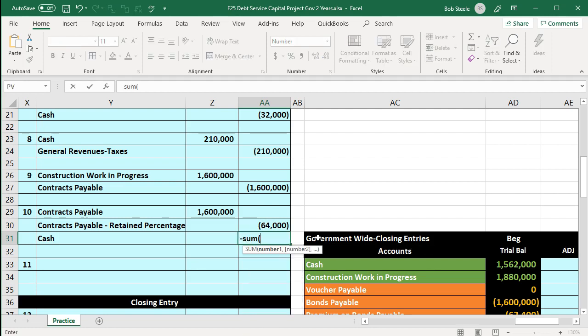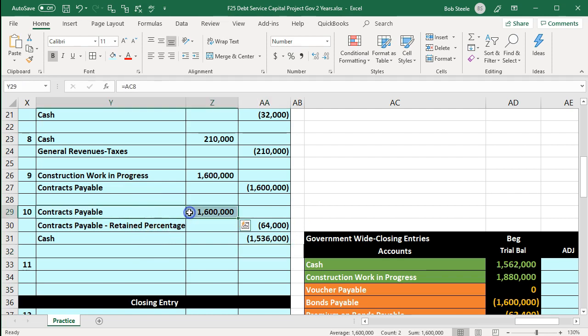Negative sum, plug formula to do this. 1,600,000 minus the 64, 1,536,000. Okay, so debits equal to credits, so we look good. We're okay. We can post this out.